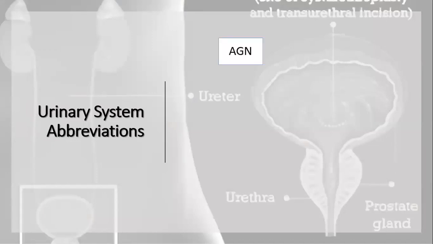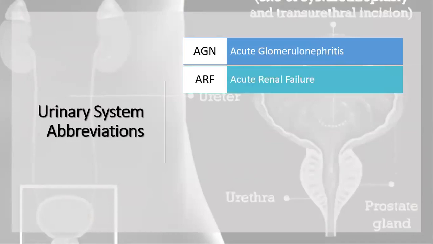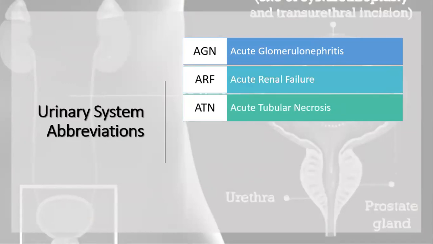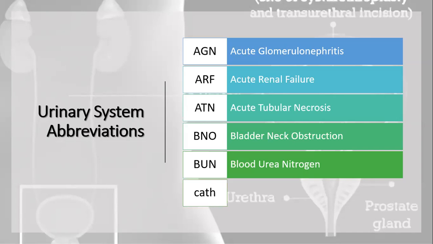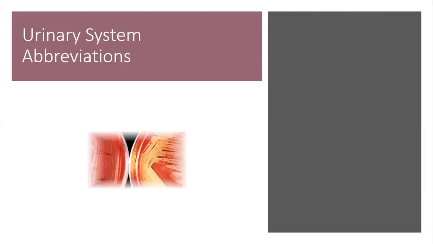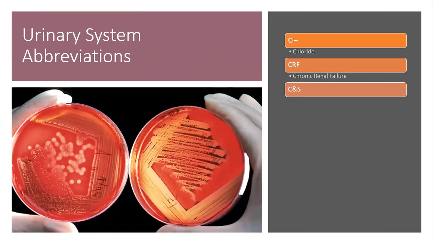Urinary system abbreviations: AGN, acute glomerulonephritis; ARF, acute renal failure; ATN, acute tubular necrosis; BNO, bladder neck obstruction; BUN, blood urea nitrogen; CAF, from catheterization; Cl, chloride; CRF, chronic renal failure, also called end-stage renal failure or end-stage renal injury.